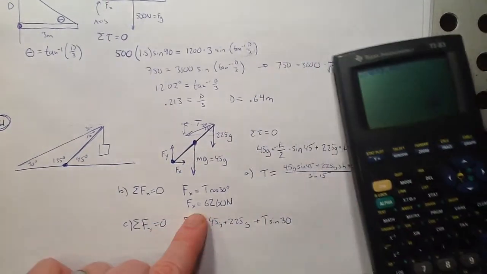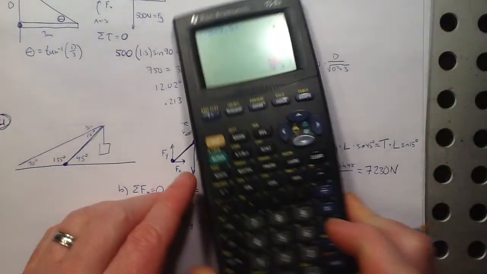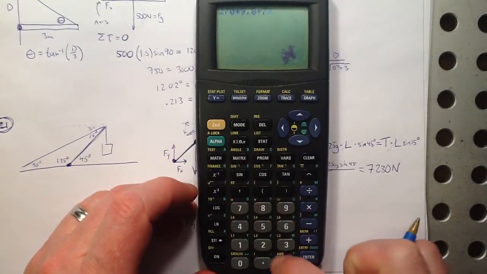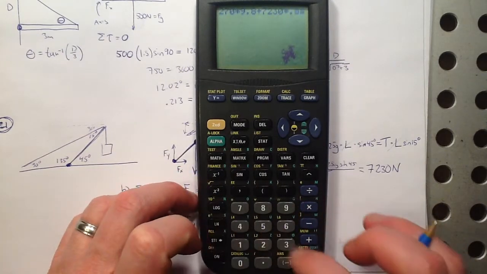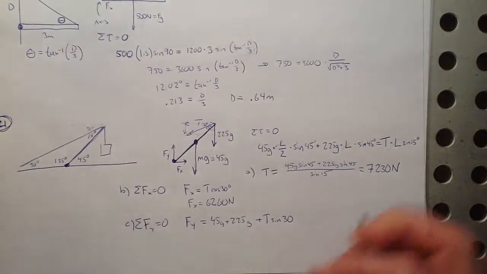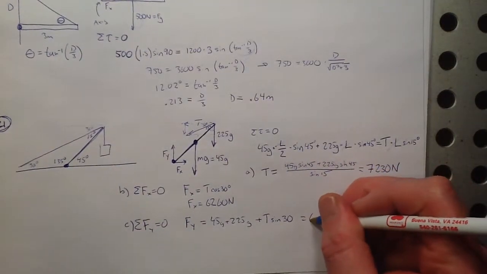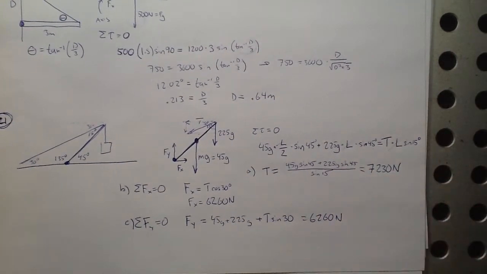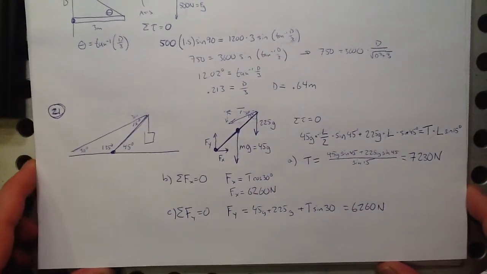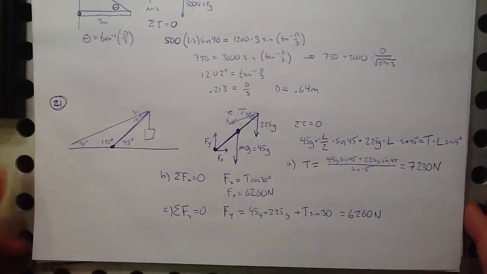plus, and T was 7,230 times the sine of 30, which is 1/2. So that's 6,260. Hey, look at that. Those two are equal. That is not any kind of general rule, of course, that those two would be equal. Those happen to be equal in this particular problem.